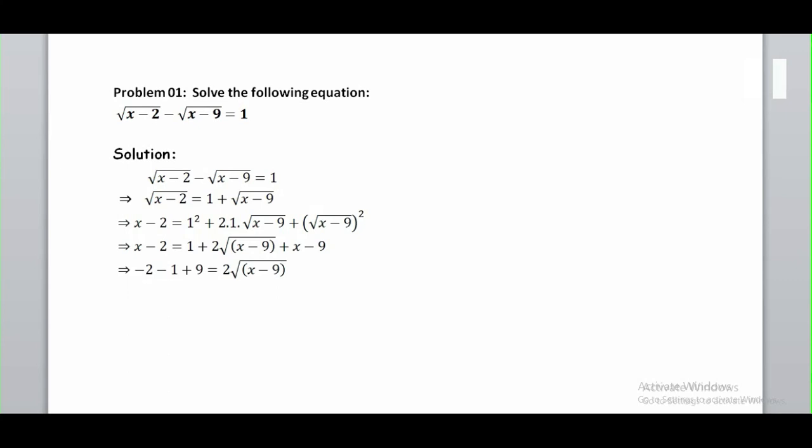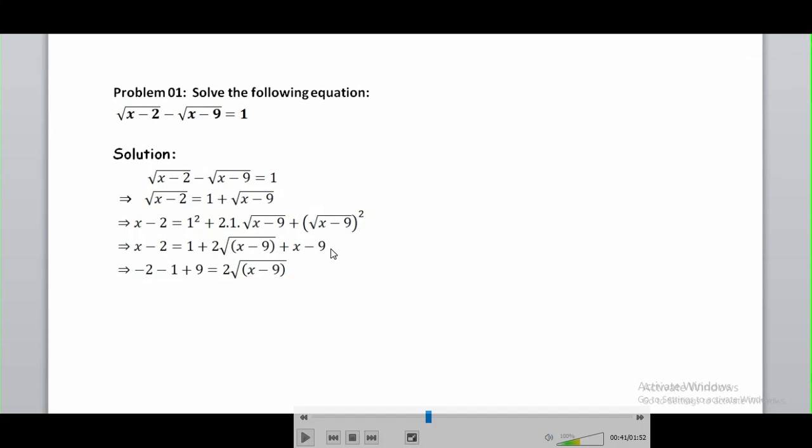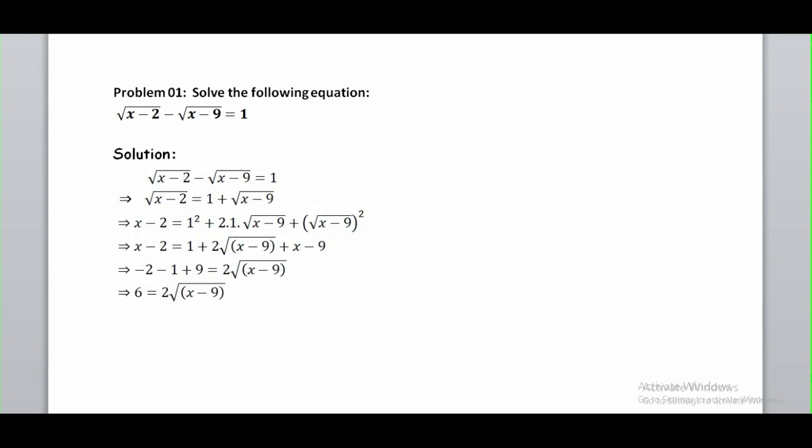Now look at this. By cancellation and changing the side, we get minus 2 minus 1 plus 9 equal to 2 root over x minus 9, which gives us 6 equal to 2 root over x minus 9. Now we will divide both sides by 2 and we will get 3 equal to root over x minus 9. We will square both sides again, that is 9 equal to x minus 9. We will get x minus 9 equal to 9 and x equal to 18.